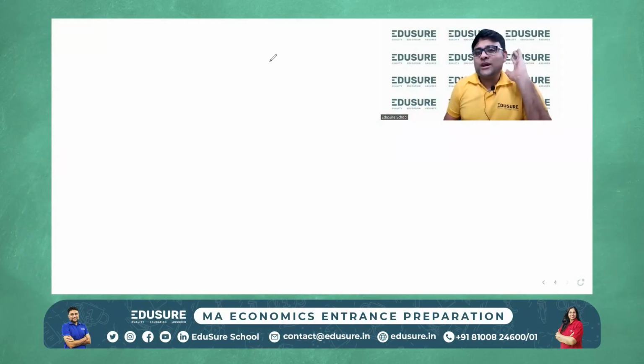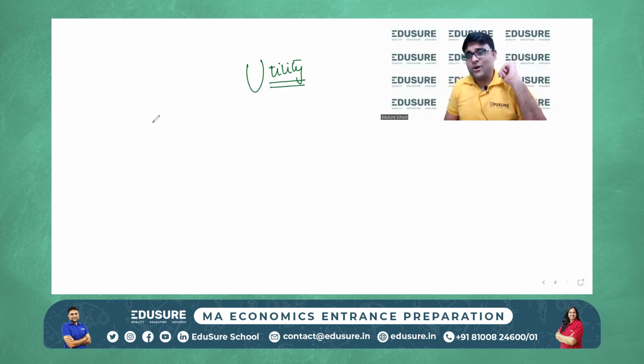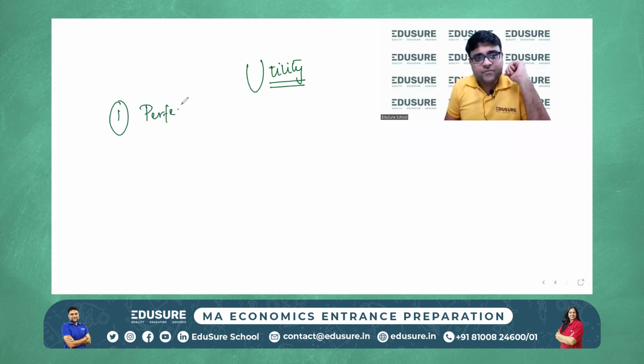So now we go into the next and more interesting and more practical aspect when it comes to consumer behavior, that is to talk about the different utility functions. Different utility functions and how do we solve for the optimal x and y in those terms. The first utility function that we'll talk about is perfect substitutes.